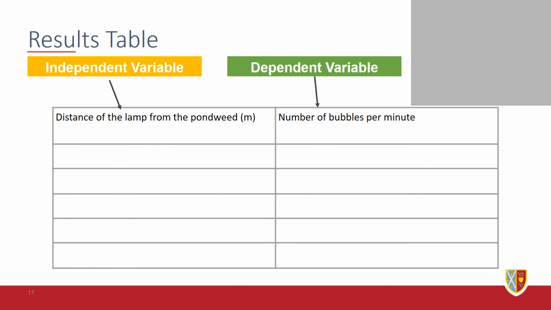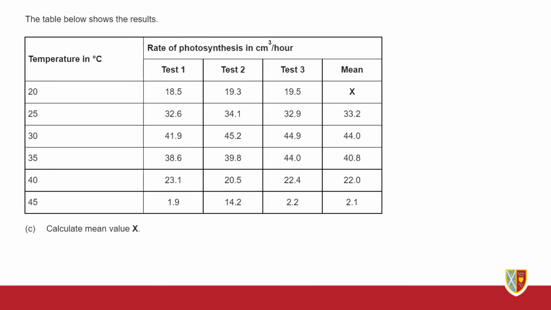So this one here was just looking at the results table and the possible results table. So this is an example results table for this. You can see all the different temperatures down the left hand side and all of the different results that they have got. They have calculated means for everything but one. You could pause the video here and calculate a mean if you wish.